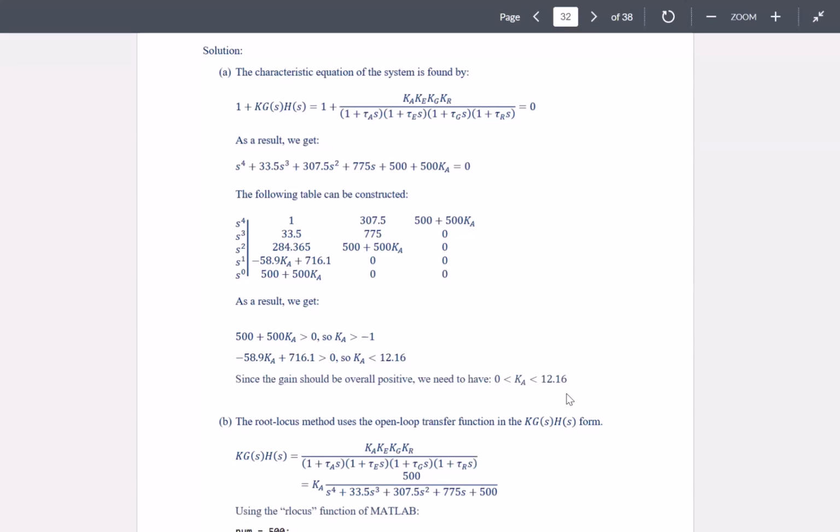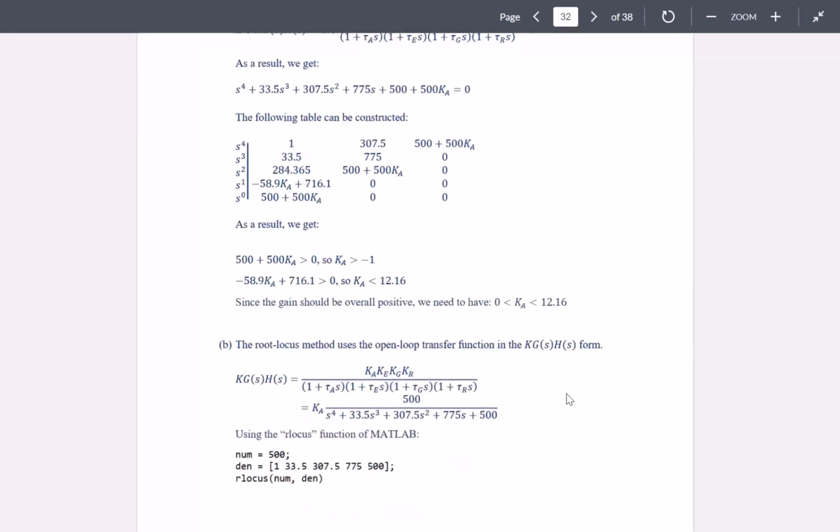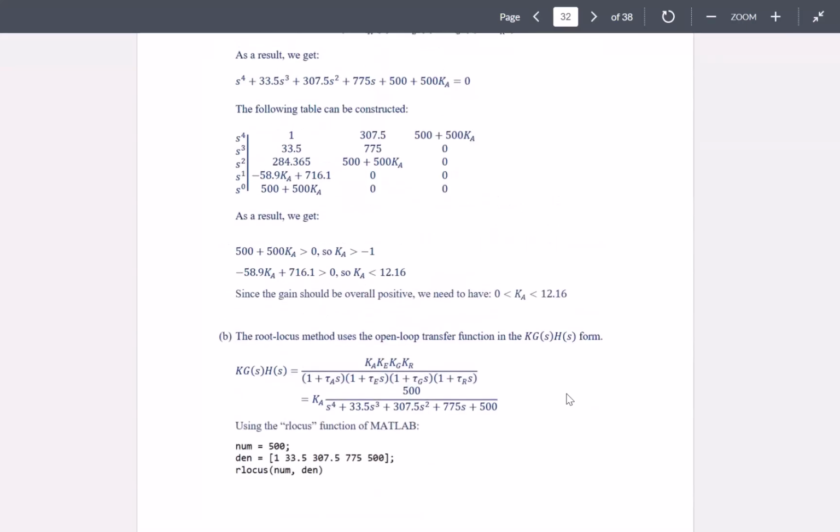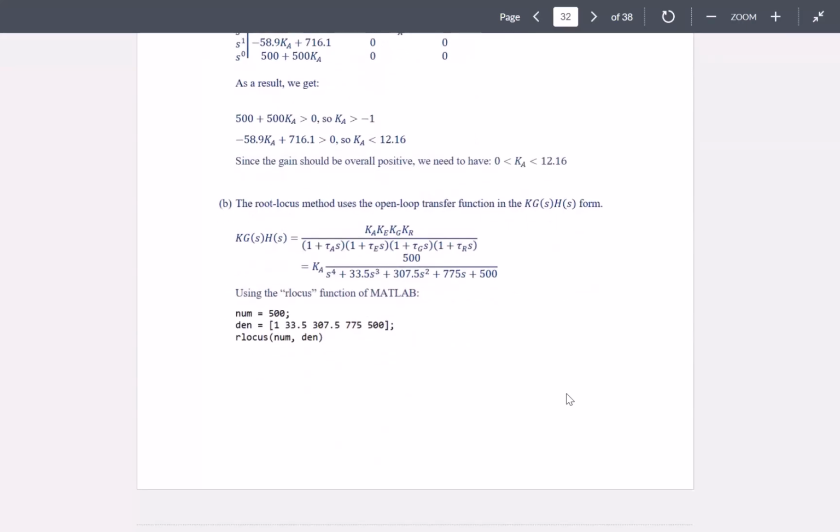If you go out of that range, if you go beyond 12.16, your system will not be stable. So you cannot just assume that whatever amplifier gain you want, you can put. That's not going to work. The same behavior or the same conclusion can come from using the root locus method with the open loop transfer function, which uses KGH.